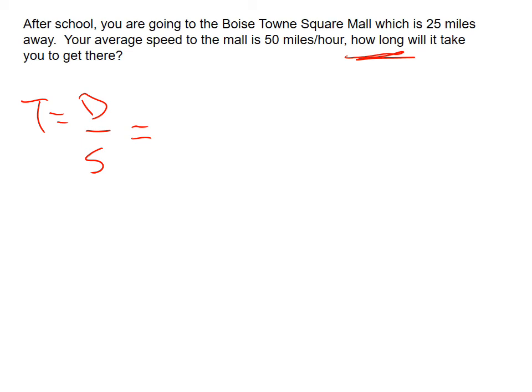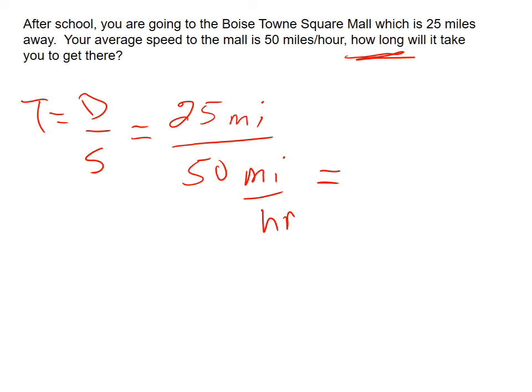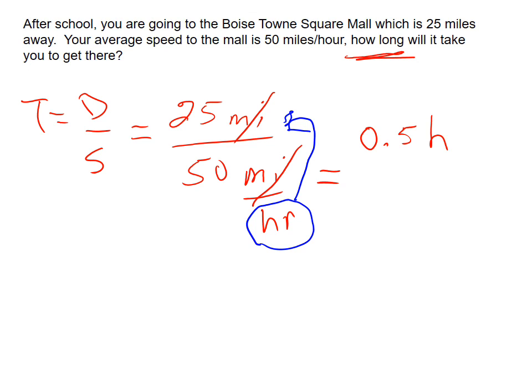So the distance from here to the mall is 25 miles. And I'm just going to leave it as miles, divided by the speed of 50 miles per hour. Now, mathematically, my units of miles are going to cross cancel. And those hours are actually going to move up here when I do my math. So what I get numerically, 25 divided by 50 is 0.5. And the unit is, of course, going to be hours, which makes sense.